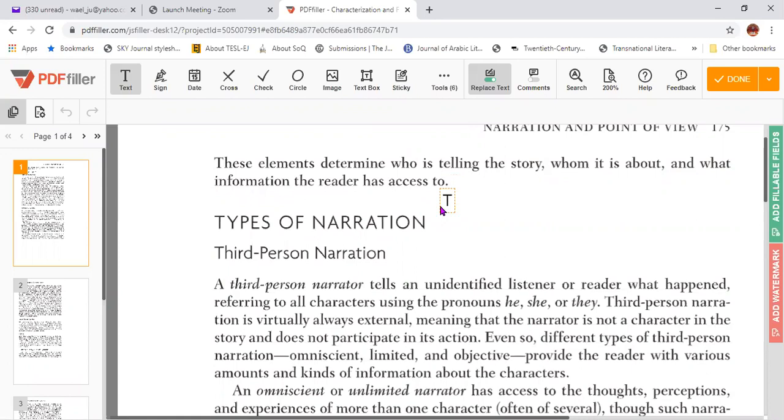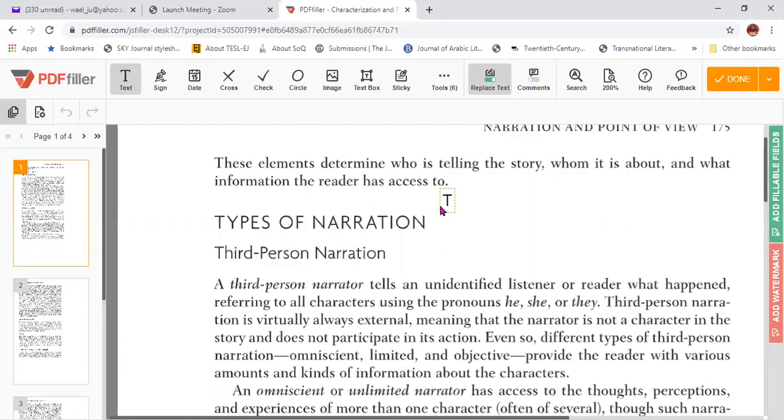Today we are going to move to the next topic, which is the types of narration. In the past, we discussed fiction and what types of fiction we have, and also we talked about the plot and what the elements of the plot are. We talked about the exposition, the rising action, the climax, the falling action, and the resolution or the conclusion. Now today is the last section for fiction, which is the types of narration.